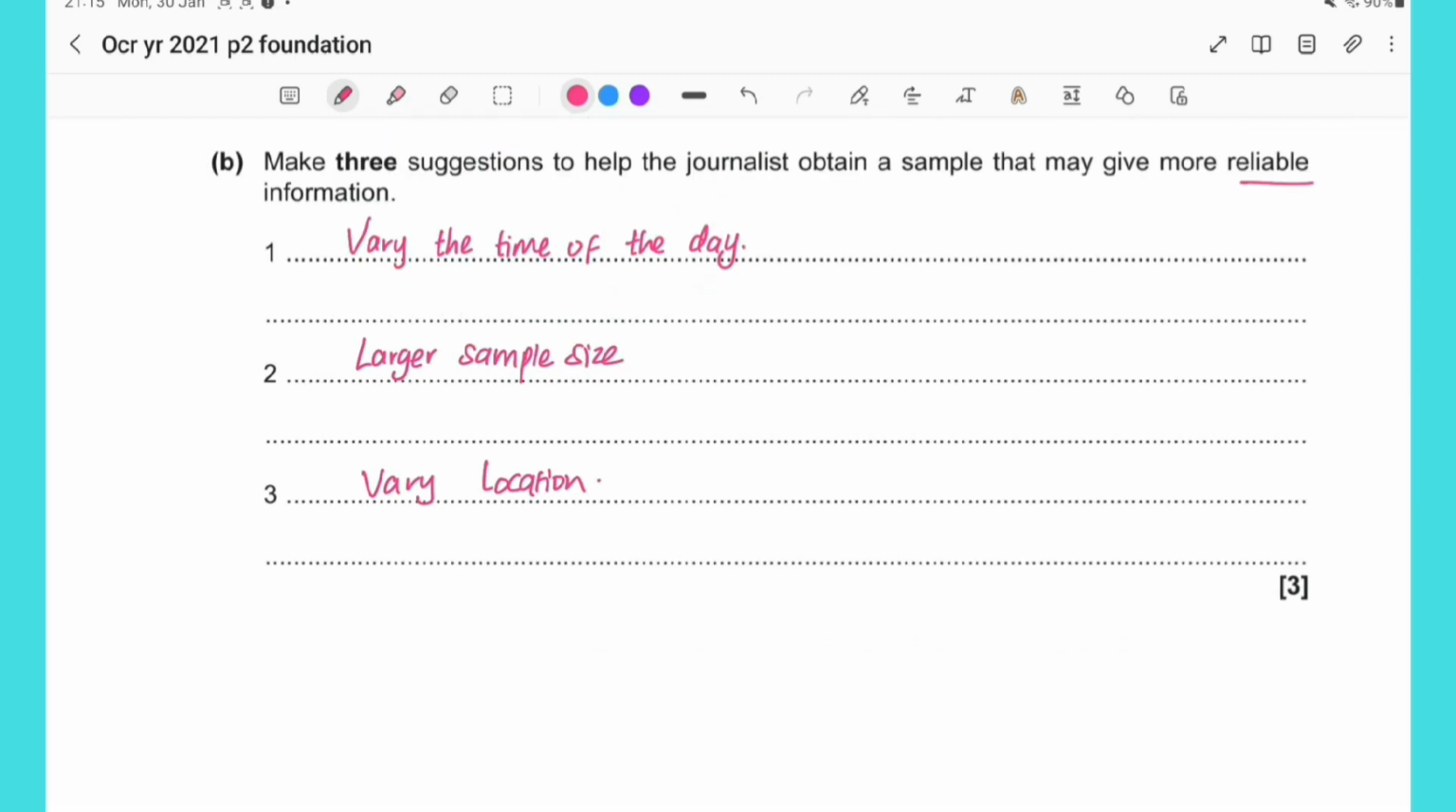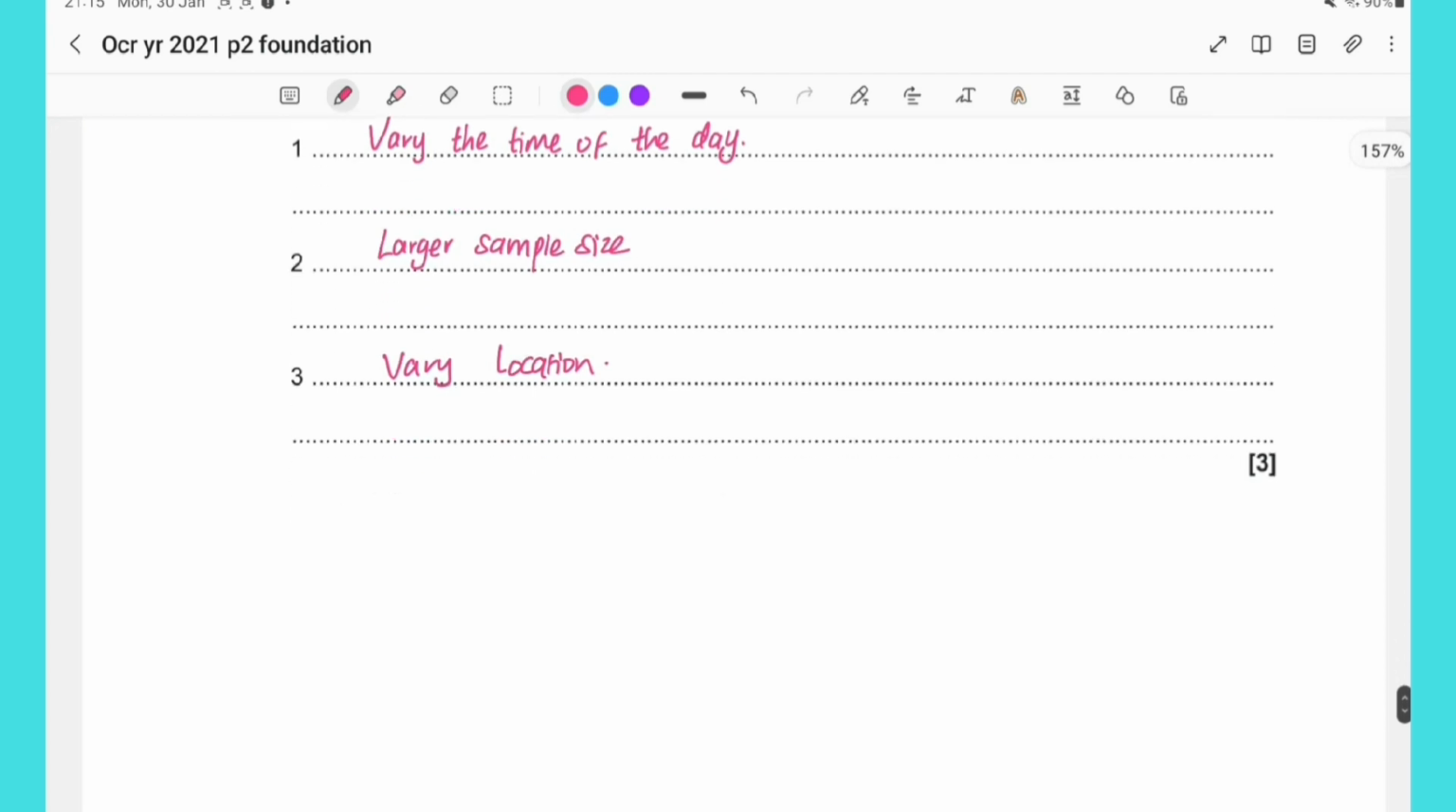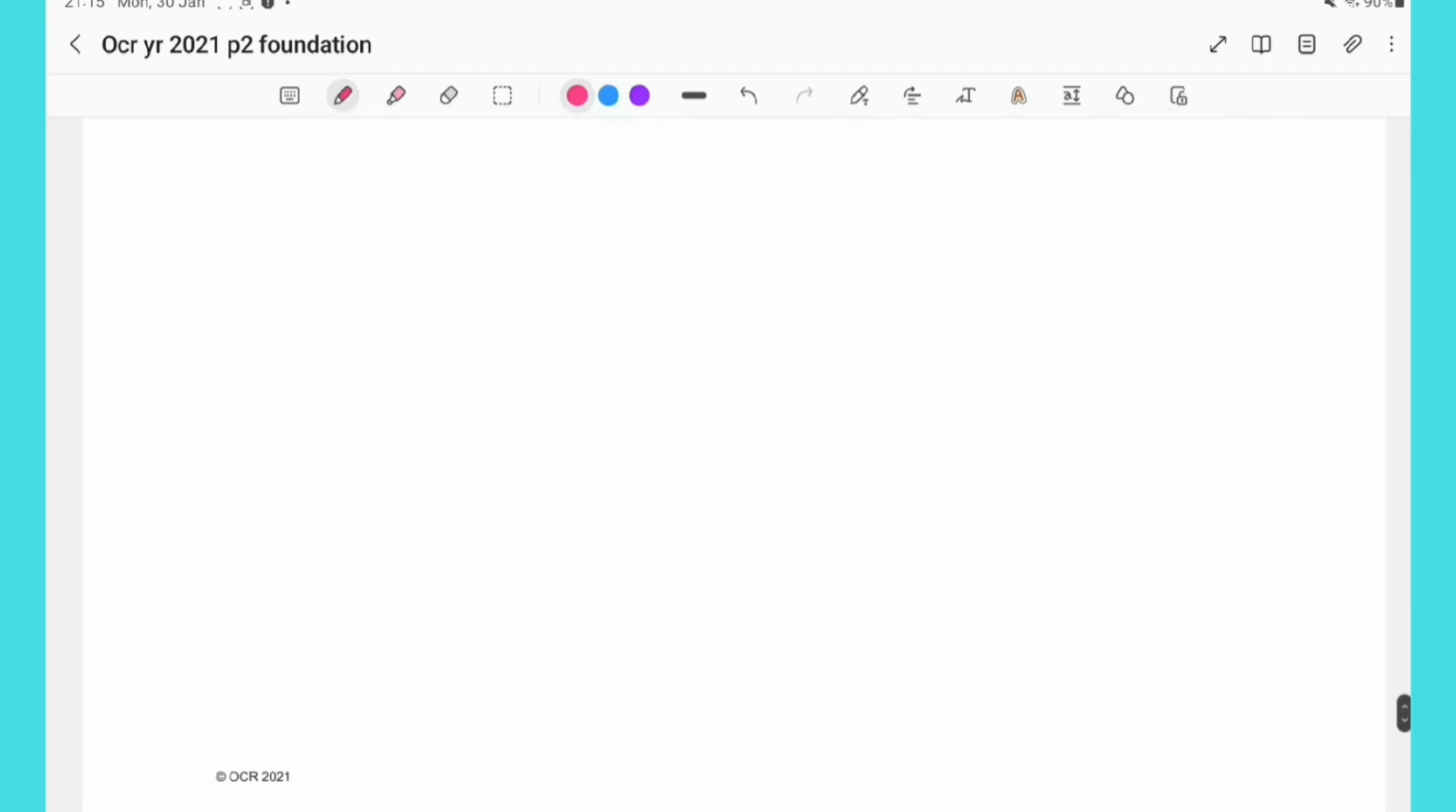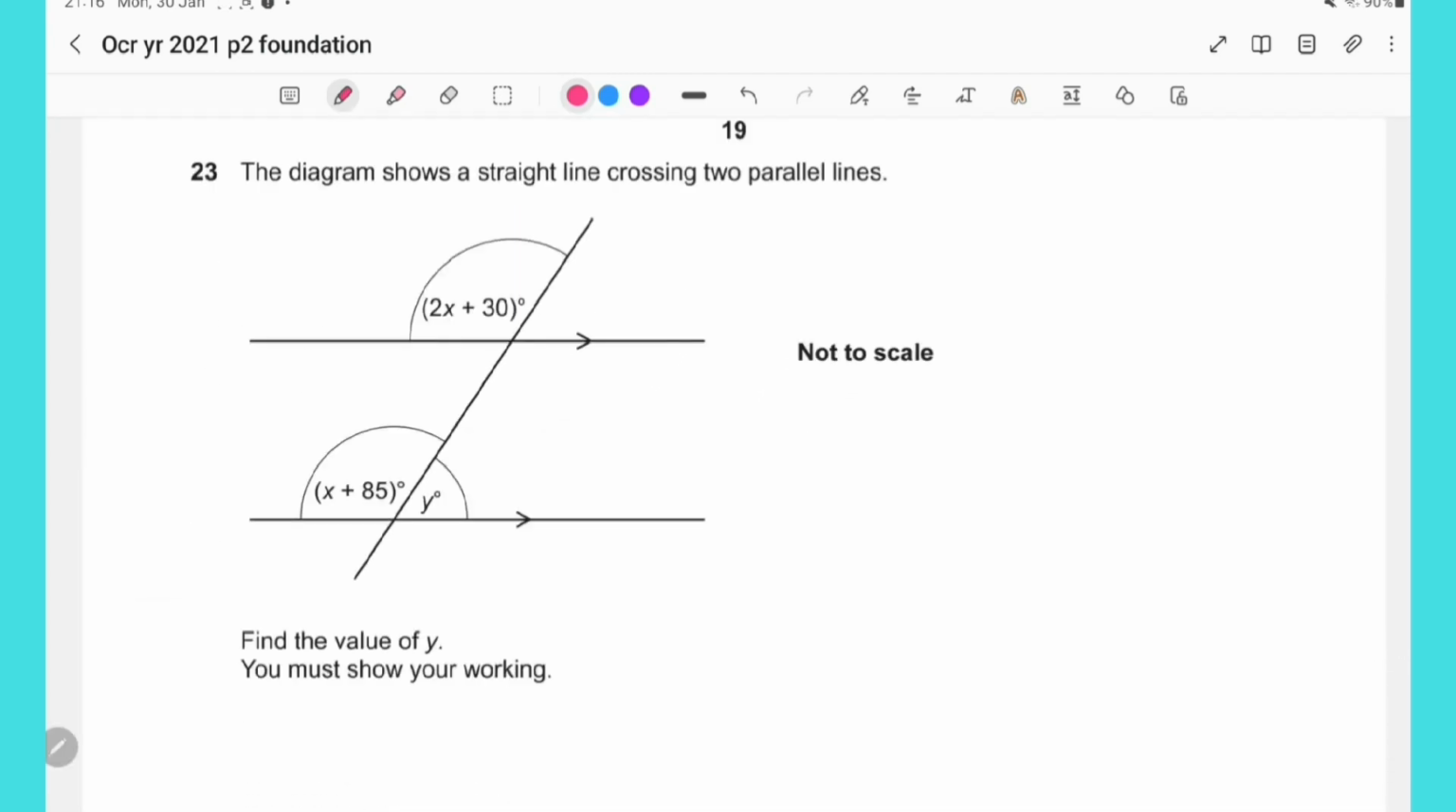And he can ensure equal numbers of older and younger people are asked. So he can ensure that the same number of people below 15 years of age and above 15 years of age are asked the question. So this would be point number 4. We don't need that. Question number 23.